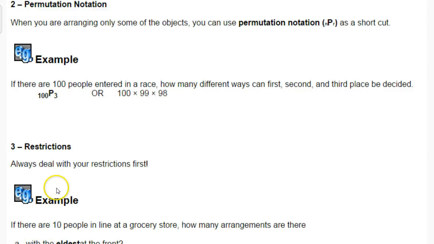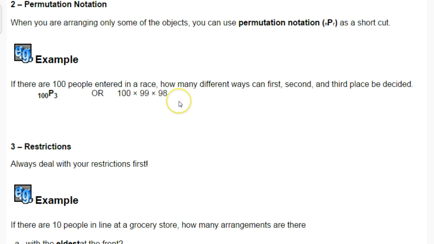Now let's take a look at the example. You've got 100 people entered into a race. How many different ways can you have first, second, and third place be decided, assuming that every single person has a chance of achieving those? Well, in this case, it's 100 P 3, or 100 arrange 3 objects. And in this case, it's going to be 100 times 99 times 98.